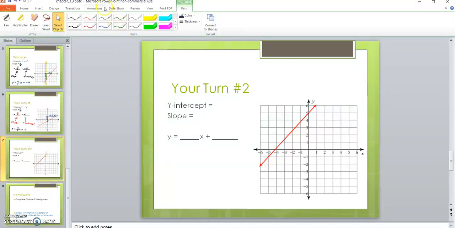Alright. Now I would like you to do the whole thing this time. I'd like you to figure out the y-intercept, and then the slope, and then put it into the equation. Go ahead and hit pause, and then finish it off.